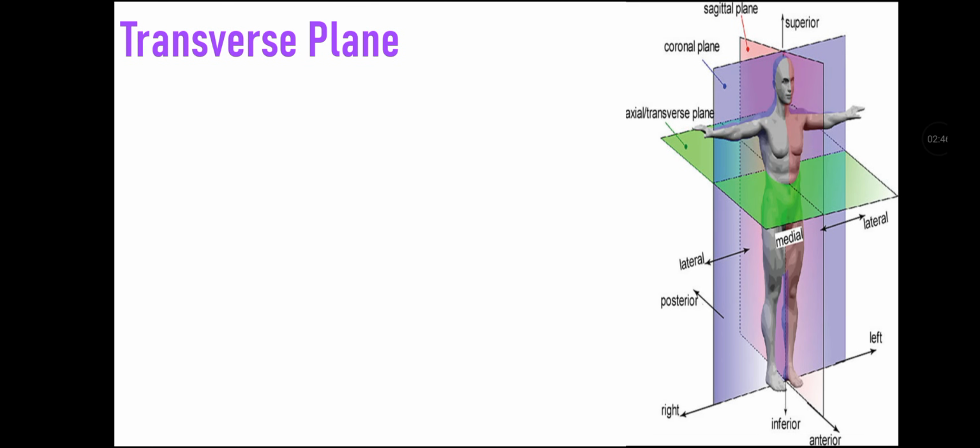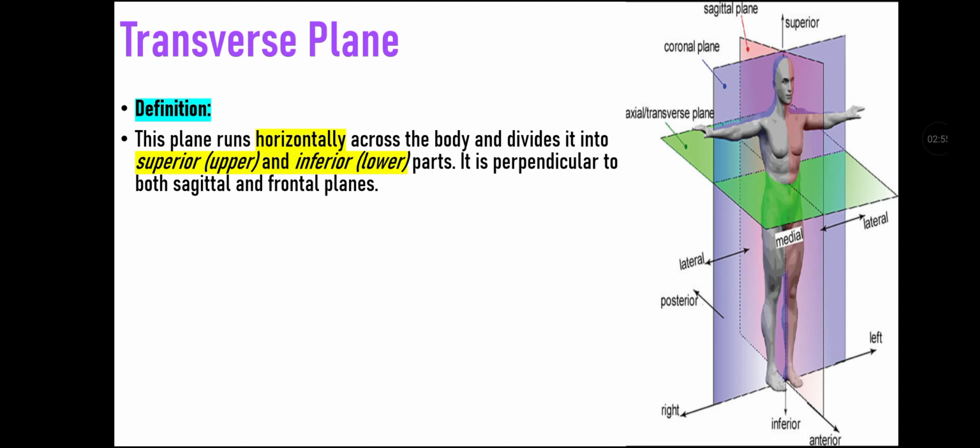Now let's talk about the transverse plane. That is the third anatomical plane, and here at the side you can see the diagrammatic representation of the transverse plane. It can be defined as a plane that runs horizontally across the body and divides it into superior and inferior portions, or the horizontal plane that divides the body into upper and lower parts is called the transverse plane. It is perpendicular to both sagittal and frontal planes.